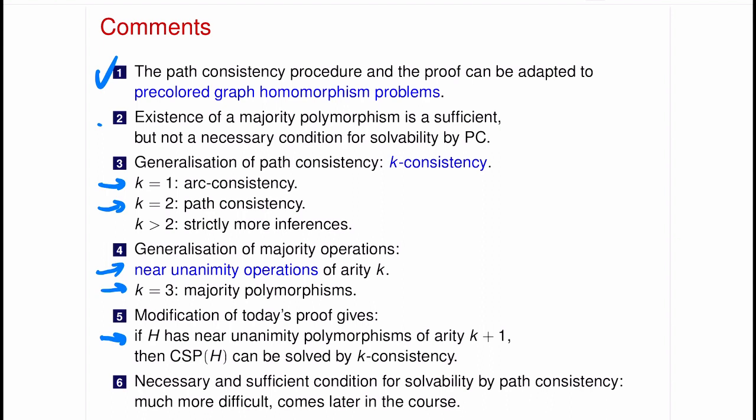To get a necessary and sufficient condition for solvability by path consistency or by k consistency is also possible, but much more difficult. And this comes much later in the course.